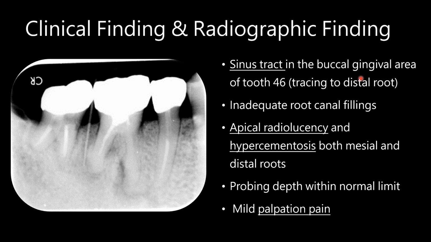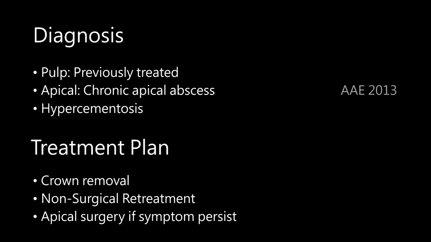The sinus tract over the buccal gingiva area is obvious, and we did GP tracing to the distal root area. Obviously there's inadequate root canal filling material, and the mesial root is rarely filled. And of course, the apical radiolucency and the hypercementosis were noted in both mesial and distal roots. The probing depth is within normal limits, no mobility, and the patient has mild palpation pain.